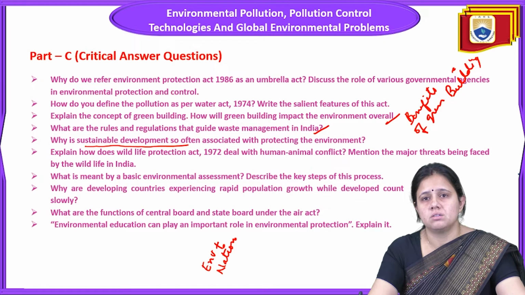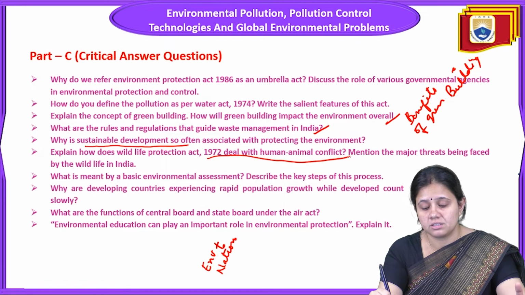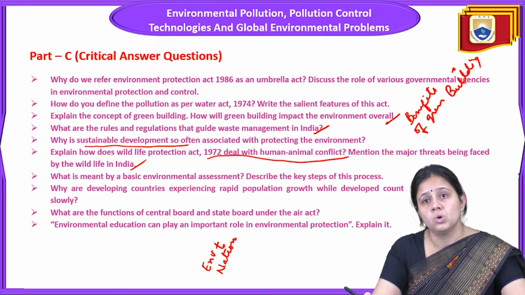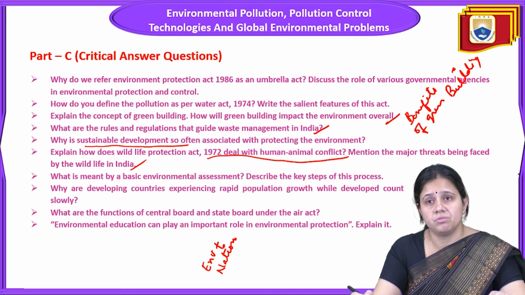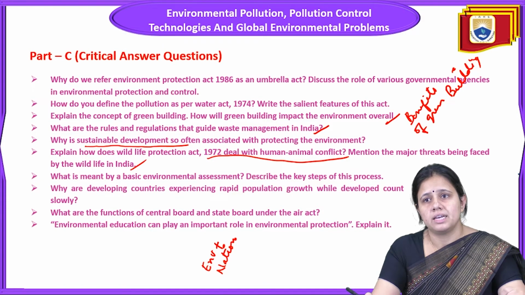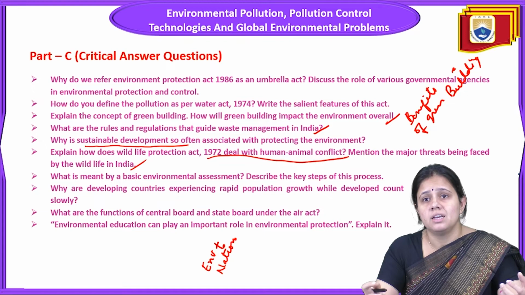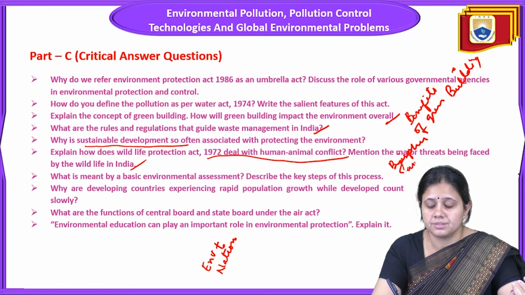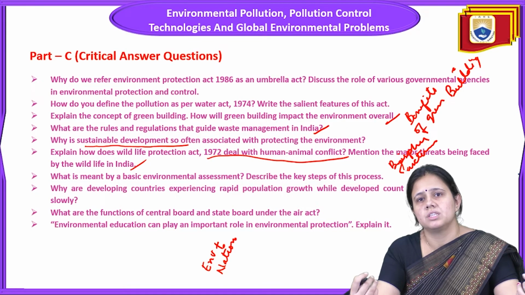Explain how the Wildlife Protection Act 1972 deals with human-wildlife conflict, and mention the major threats faced by wildlife in India. In this act, they have made rules and implementation against the killing of animals and illegal hunting, and you should discuss the threats faced by wildlife in India. Humans cannot enter into the animals' area. Like the concept of biosphere reserves and sanctuaries, those areas where particular animals live should be protected for their own environment.